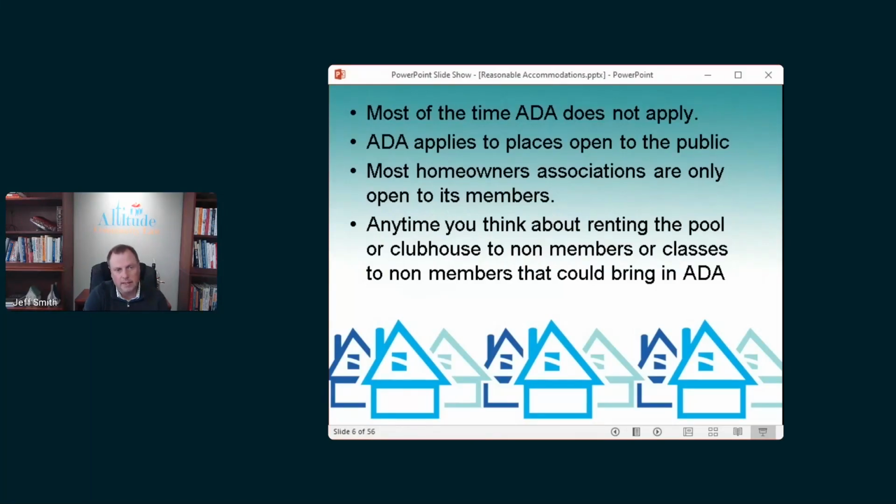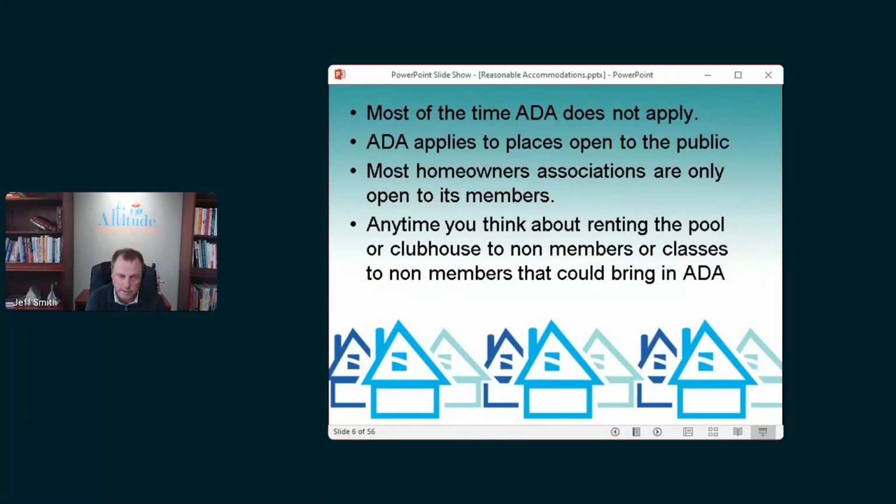So most of the time, ADA does not apply. As we said, ADA applies to places open to the public. Most HOAs are only open to its members and their guests. Anytime you think about renting the pool or clubhouse to non-members, or classes to non-members, that could bring in the ADA. So if you were to try and rent out your pool to someone that did not live in the community, whether maybe it's a swim team, maybe it's something along those lines that's not made up of just community members, that might mean that your pool has to be ADA compliant.